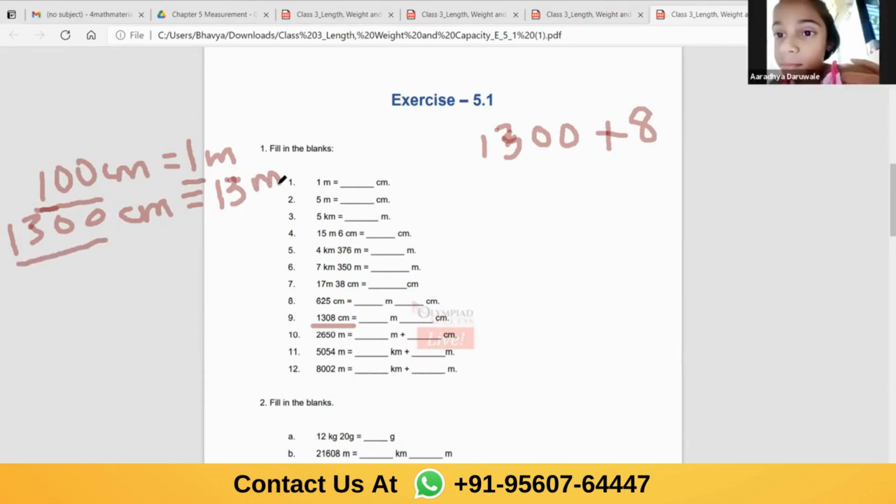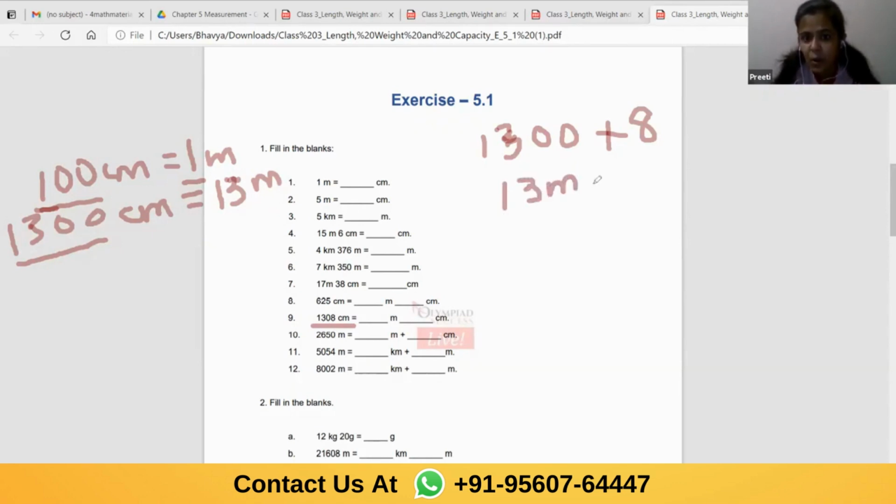You remember that day I told you when you are going from a small unit to a big unit, you have to divide. Remember? Yes, ma'am. So this is an easy way. If you divide it by 100, you will get 13 only. So now 1,300 centimeters becomes 13 meters. And 8 is already in centimeters. So finish. Only this much. That's it.